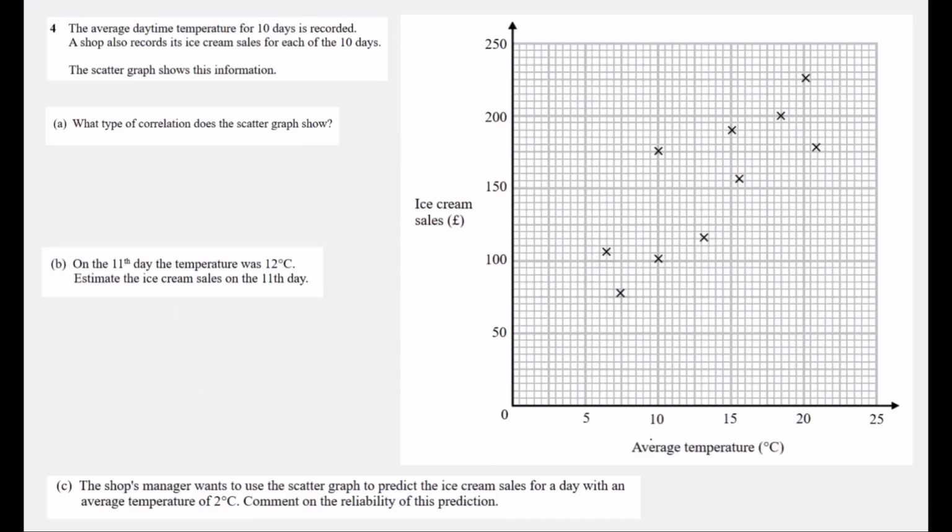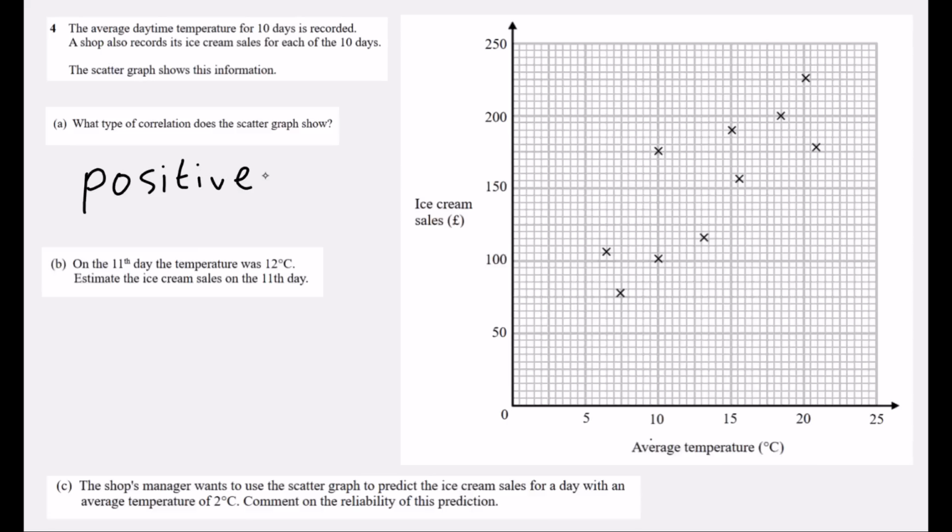The average daytime temperature of 10 days is recorded. A shop also records its ice cream sales for each of the 10 days. The scatter graph shows this information. What type of correlation does the scatter graph show? So as temperature increases, ice cream sales also increase. As one increases, the other increases. That's called a positive correlation.